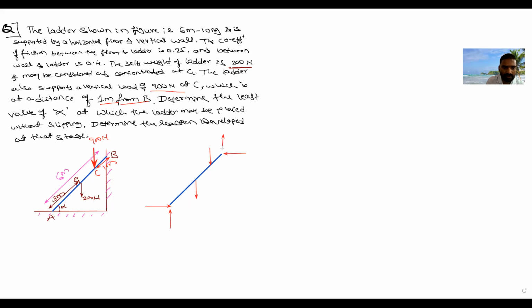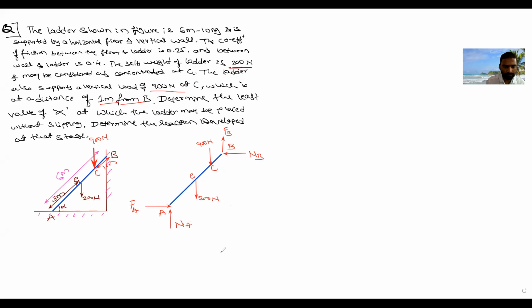Upward. It means all of you are getting it, okay? Is there any other force? No, only these forces. So I will write all these things. This is A, this is point G, this is point C, this is point B. This is the friction at A, and this is the normal reaction at A. This is self weight, that is 200 Newton, and this is 900 Newton, and this is the friction at point B, and this is the normal reaction at point B.